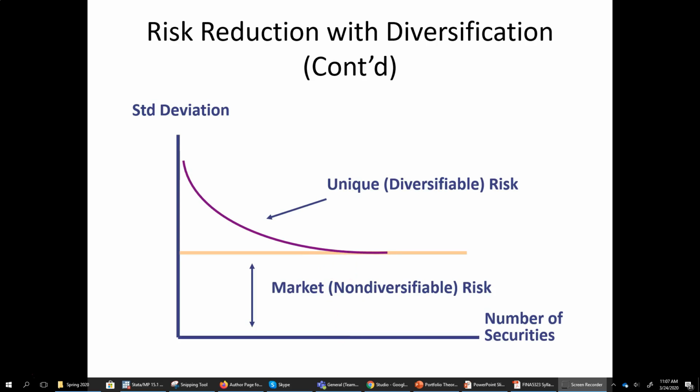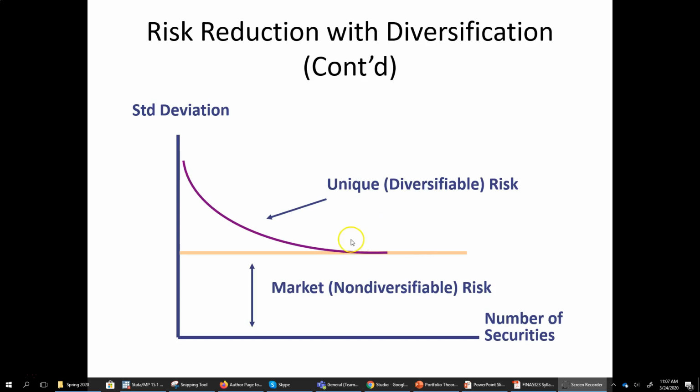Certainly today, as I'm making this video, we're watching the financial markets. We have this coronavirus scare. That is a non-diversifiable risk. It's a market risk that we cannot diversify away from. All stocks have been impacted by this event.